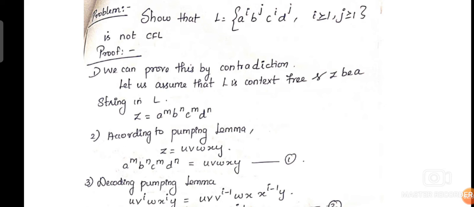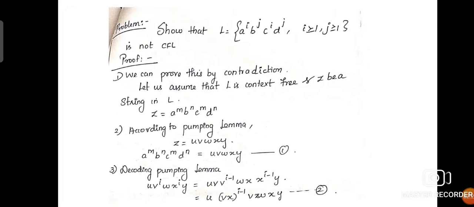We are going to split the elements from our string with the help of some variables u, v, w, x, y. So we can equate our string. That is, our string is a power m, b power n, c power m, d power n, which is equal to u, v, w, x, y. And in step 3, we have to use another important formulation from the pumping lemma.